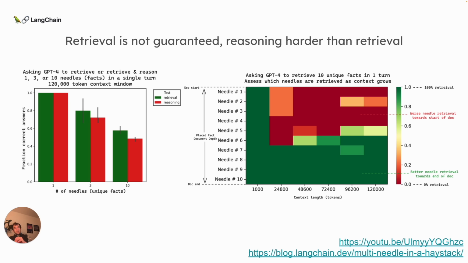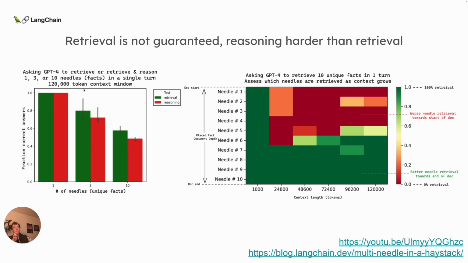Now, the second question we ask is, where are these needles actually present in the context that we're missing, right? So we know, for example, retrieval of 10 needles is around 60%. So where are the missing needles in the context? On the right, you can see results telling us which specific needles the model fails to retrieve. So what we can see is, as you go from 1,000 tokens up to 120,000 tokens on the X axis, and you look at needle 1 placed at the start of the document to needle 10 placed at the end, at 1,000 token context length, you can retrieve them all.